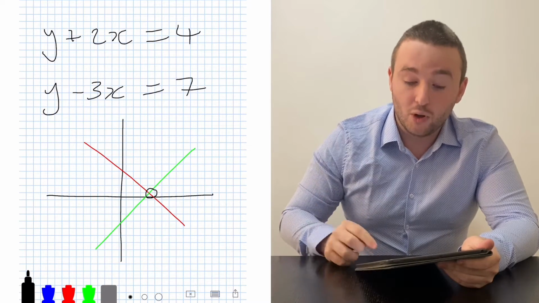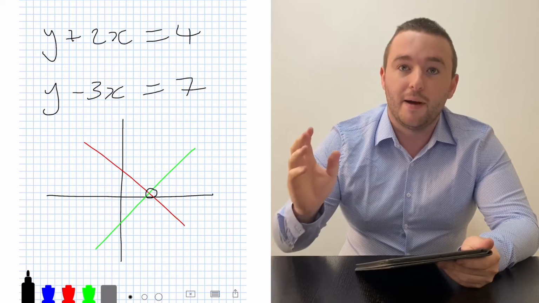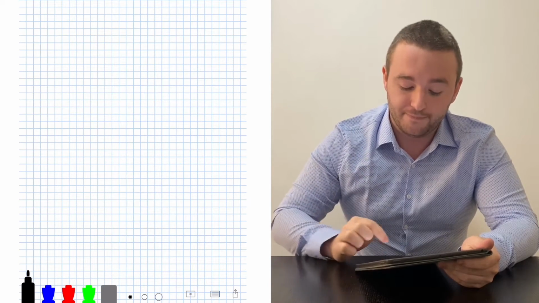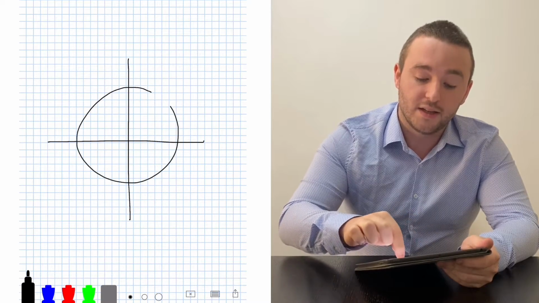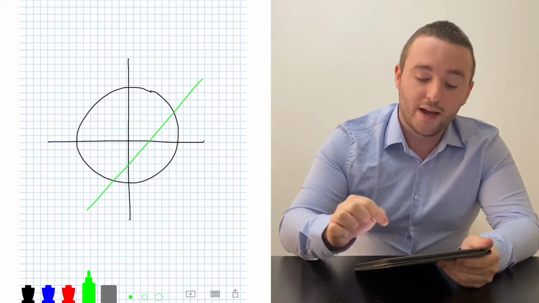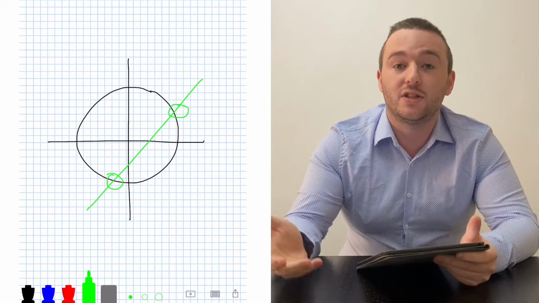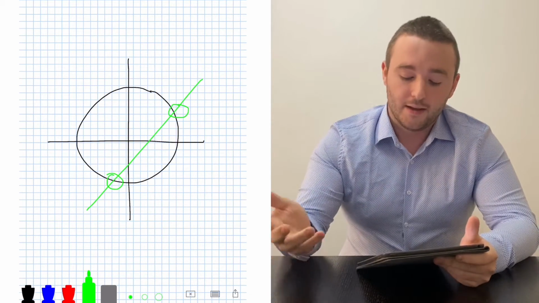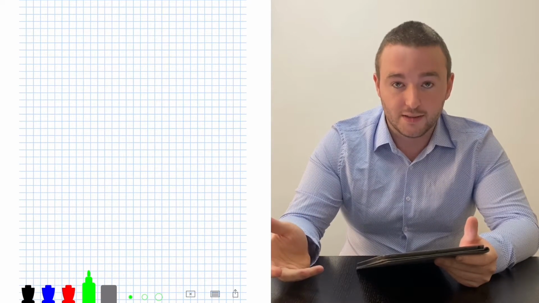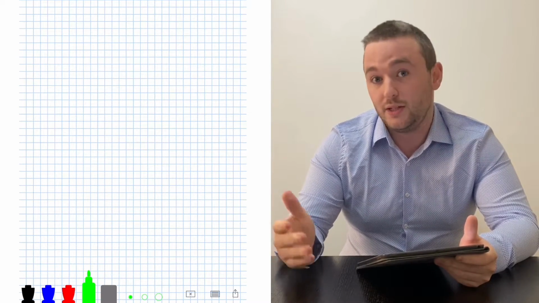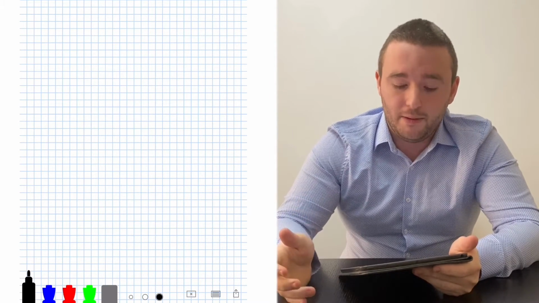Now, a lot of the time you could also get different types of equations such as curves or circles, but the idea still remains the same. The idea is that we want to try and find the coordinates which the two equations intersect at. Sometimes you'll get one answer, sometimes you can get two answers or even more. So let's start at the beginning with the easiest types of simultaneous equations, where you're trying to find the intersection between two different lines. So to start off, we're going to look at an example.